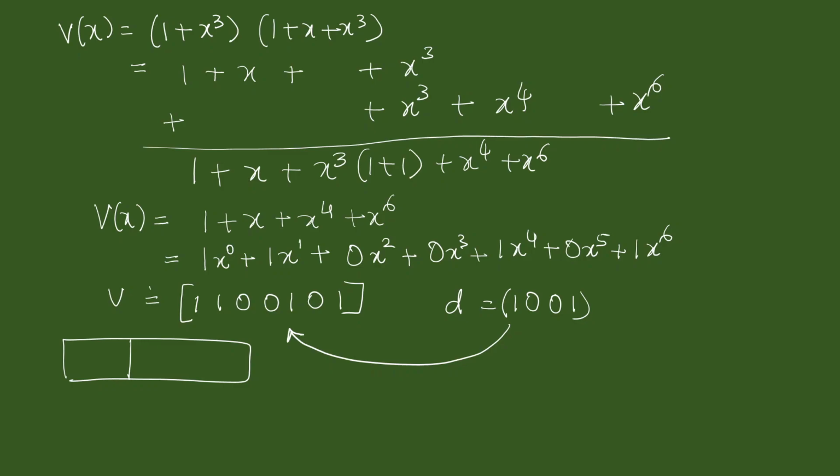So this is for one of the examples. Now let me find the same code word for the same data sequence, but in a systematic way. So now, how do we find the systematic cyclic code? In this method, let me write the data sequence again: 1 plus x cube.